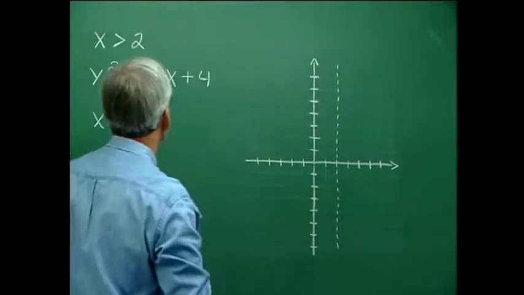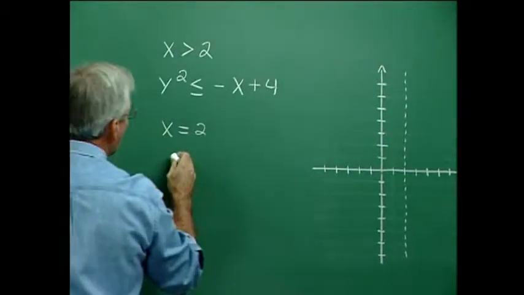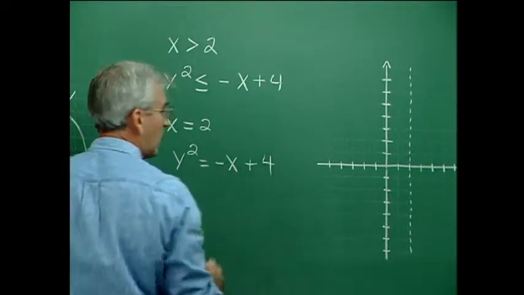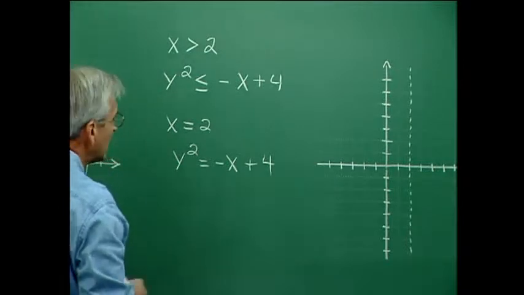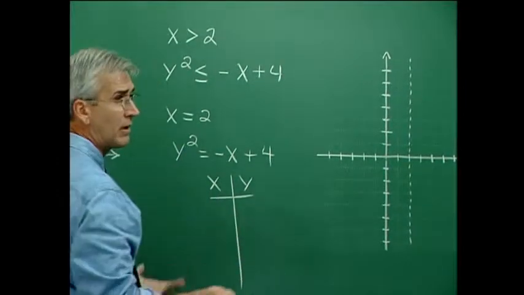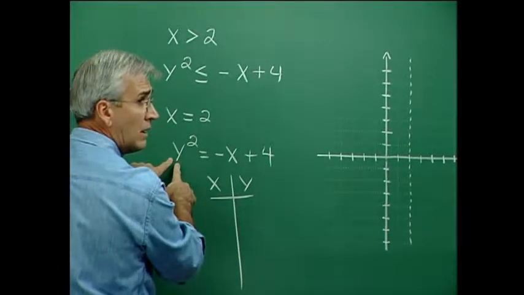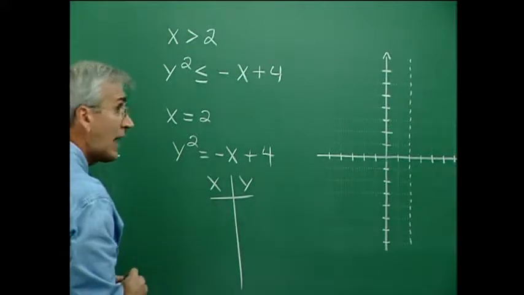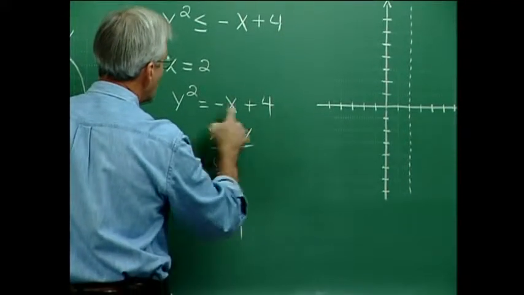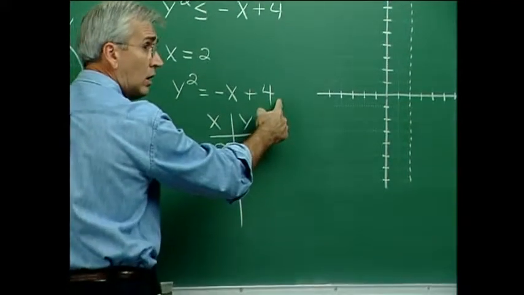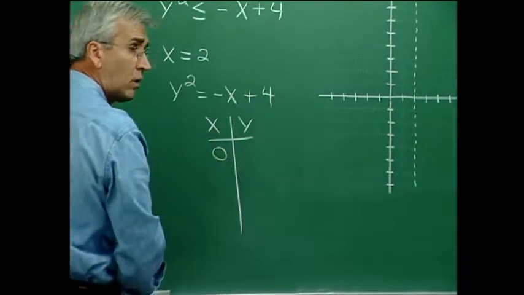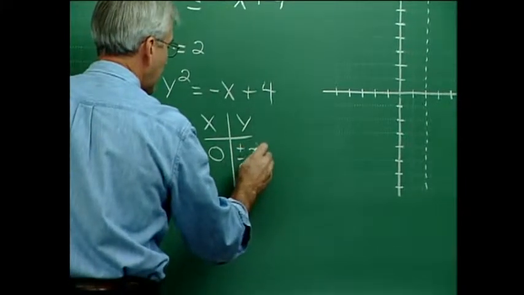All right, consider the other inequality. We have this. Now, the related equation, there are all kinds of ways of dealing with this, but I think the simplest thing to do is just to make a table of values. Now, before we even make the table of values, we could solve for y. But I think we can see through this rather easily without even doing that. If x is replaced with 0, we have, let's see, minus 0 plus 4. So y squared equals 4. Now by the square root property, if y squared is 4, then y is plus or minus the square root of 4. So y then is plus or minus 2.